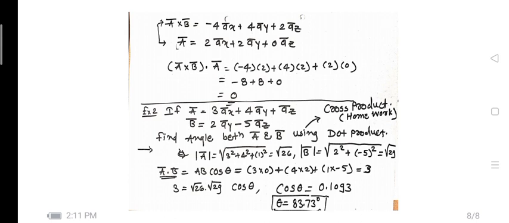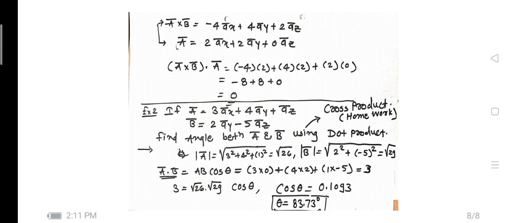Next, to show those two vectors, that is a bar cross b bar and a bar, are perpendicular to each other, we need to find the dot product between them. If the dot product results in 0, that means these two vectors are perpendicular to each other. So let us find out the dot product. If those two vectors are a bar and b bar, then ax bx plus ay by plus az bz is the formula. Using the same formula here, minus 4 into 2 plus 4 into 2 plus 2 into 0. So this will result in 0, hence those two vectors are perpendicular to each other.